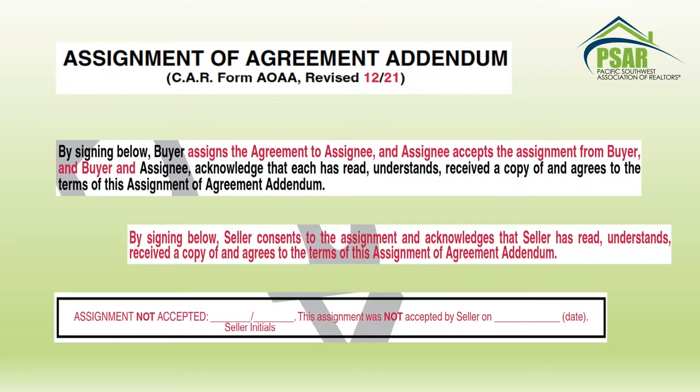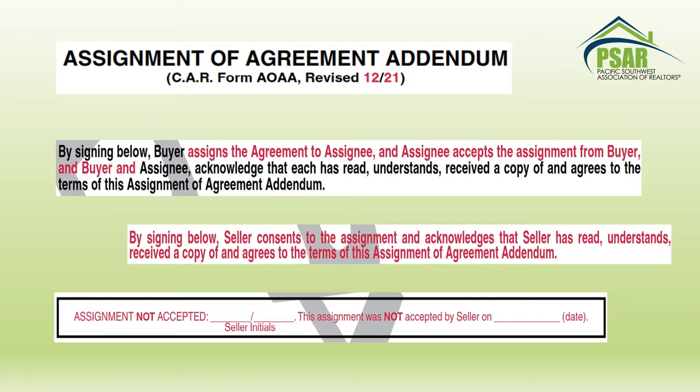Then at the very bottom of the form, it says assignment not accepted. Now remember, our contract says that a seller cannot unreasonably withhold acceptance of the assignment. However, it also says that this needs to be done within 17 days. So let's say this comes across on day 19 and seller does not want to approve of the assignment. They can go ahead and initial that it was not accepted and it was not accepted on this date.